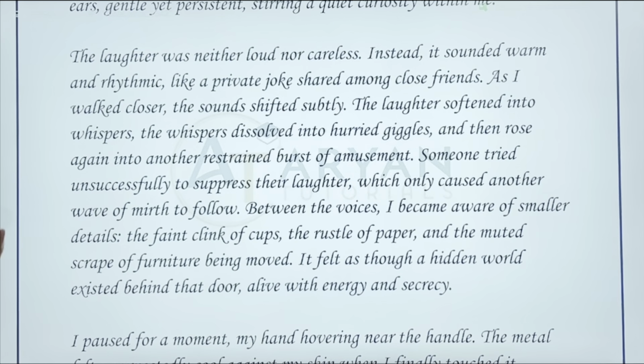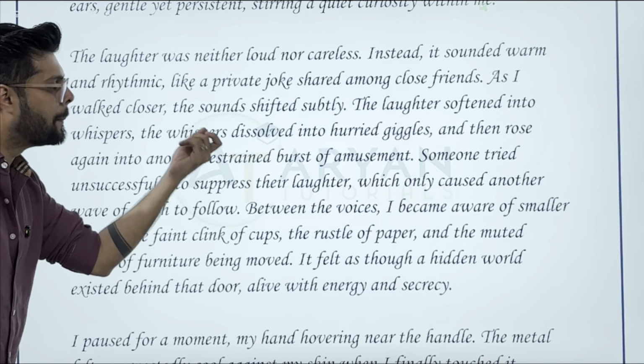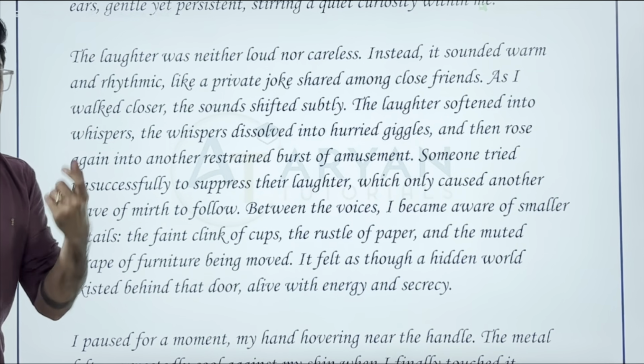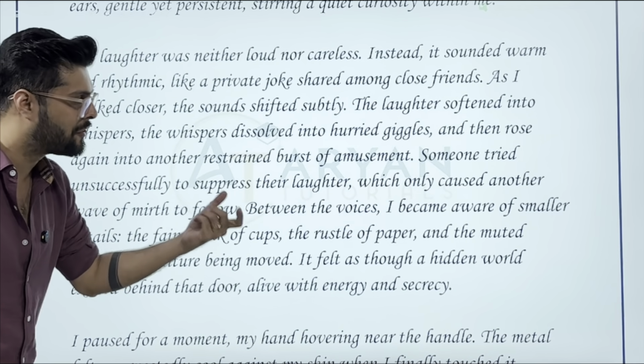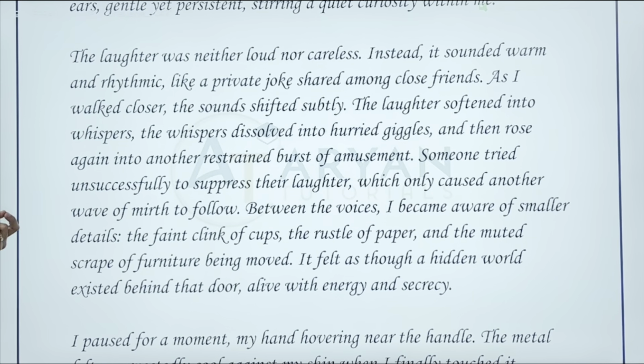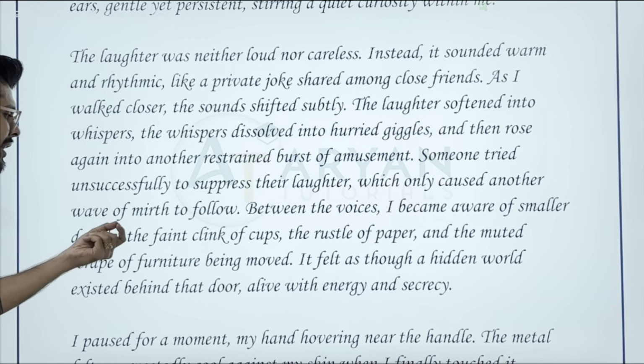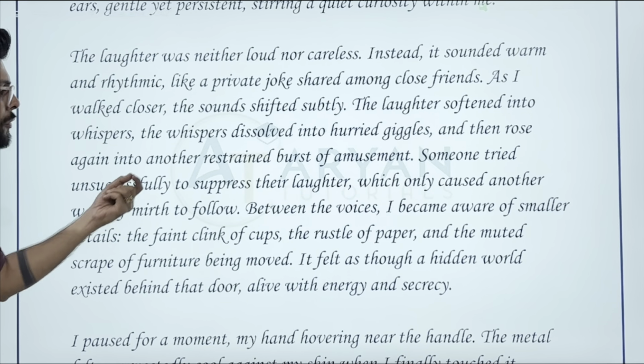Someone was giggling behind the door, and then it rose again into another restrained, meaning uncontrolled, burst of amusement. So the people who were there behind the other side of the door could not control their laughter and giggle. Someone tried unsuccessfully to suppress their laughter, which only caused another wave of mirth. Mirth means happiness and laughter to follow.